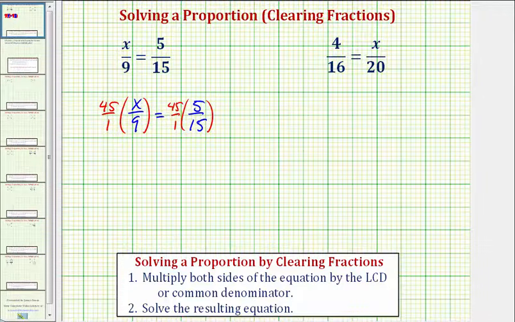Now before multiplying, let's simplify. Notice 9 and 45 share a common factor of 9. There's 1 9 and 9, and 5 9s and 45. So notice on the left side of the equation, our denominator is now 1 times 1 or 1, and therefore this product is just 5x.